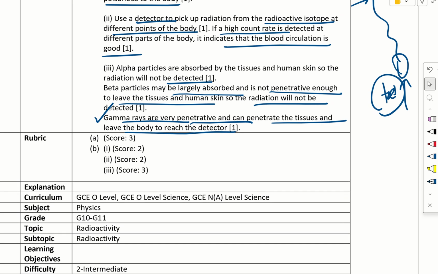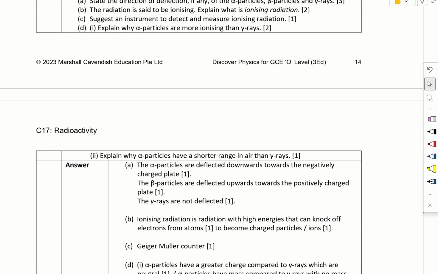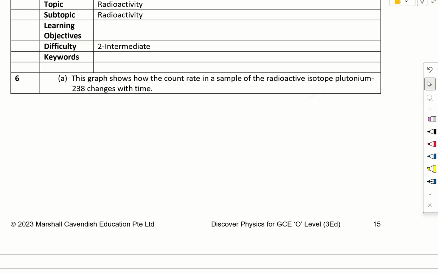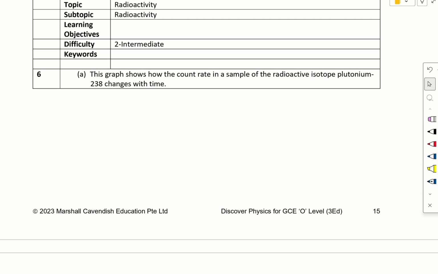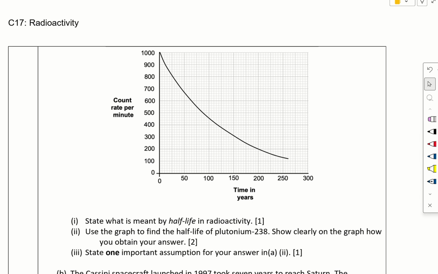Okay, then question 5. Okay, ignore this part. Okay, the next question. This graph shows how the count rate in a sample of radioactive isotope plutonium-238 changes with time. Okay, so this is the graph that is being provided.